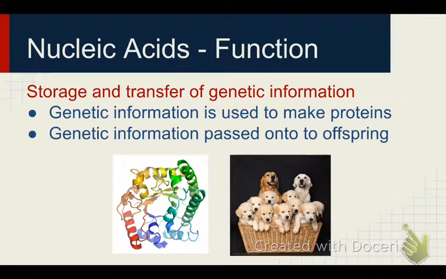So the last thing you need to know is the function, or what job nucleic acids do. The major job of nucleic acids is the storage and transfer of genetic information. So why would we need genetic information? Well, genetic information serves 2 pretty big jobs. The first one is that it's used to make proteins. Now proteins is the last organic macromolecule we're going to learn about, but proteins are probably the most important.